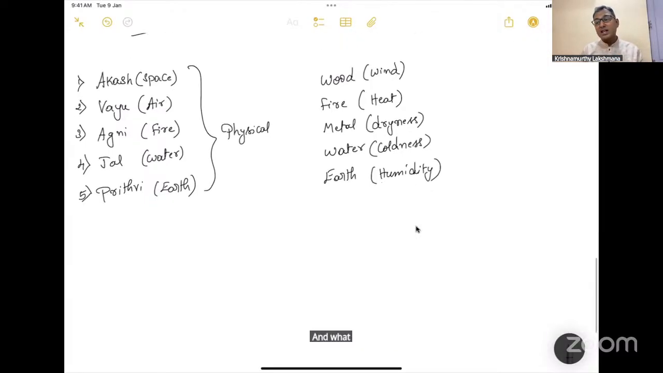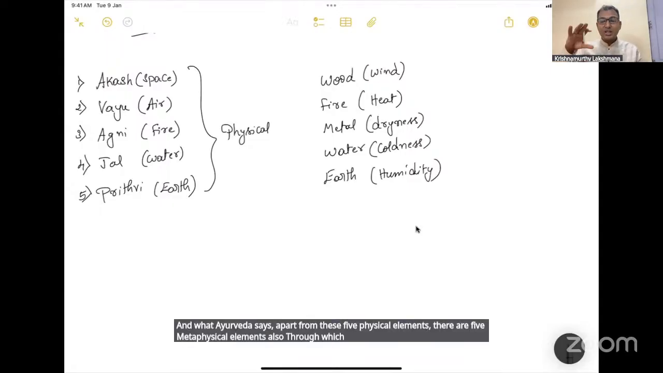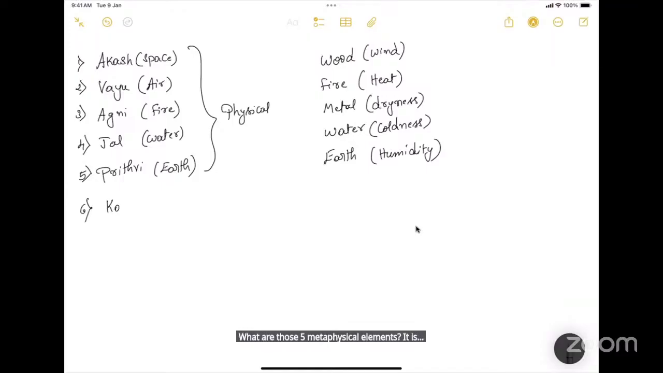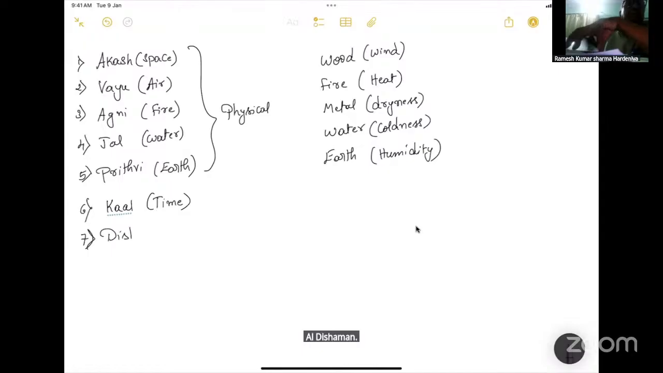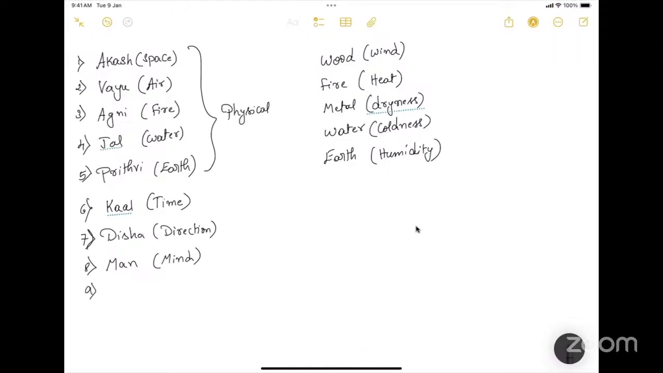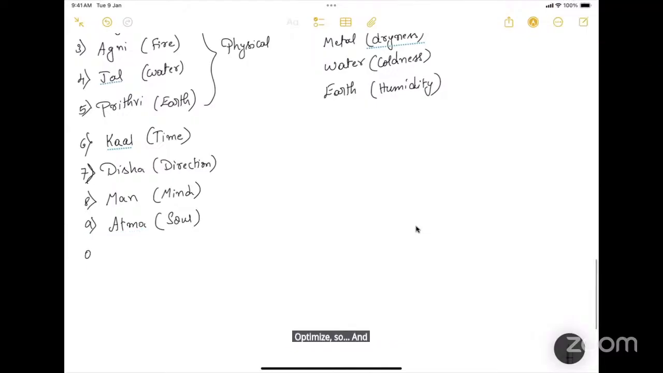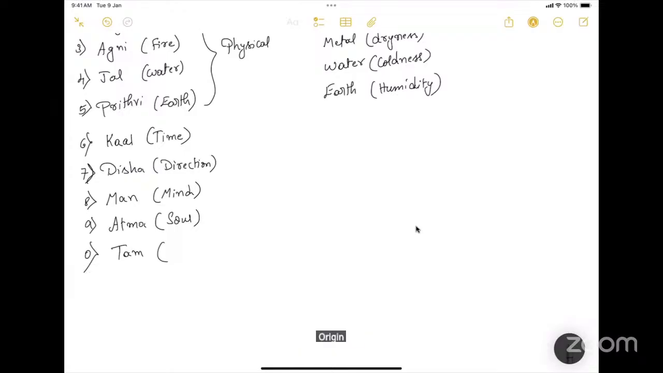These are 5 physical elements. And what Ayurveda says is that apart from these 5 physical elements, there are 5 metaphysical elements also through which the human body is made. What are those 5 metaphysical elements? Kal is time. Disha is direction. Man is mind. Atma is soul. And Tam, which is zero, is darkness or origin.